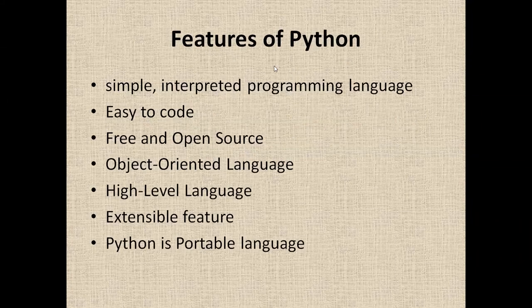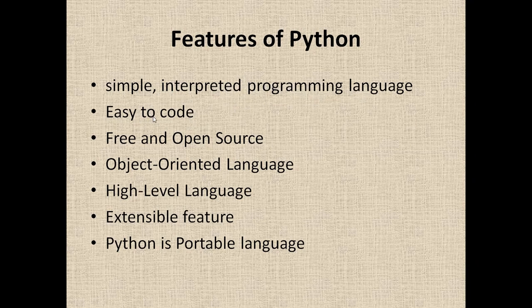Next, we'll study the features of Python. Python is a simple language, as most of the syntax is written in simple English. That's why it is known as a simple programming language. It is also known as an interpreted programming language because in Python, single statements are executed and the whole program is not compiled. You execute each and every statement line by line. That's why it is known as an interpreted programming language.